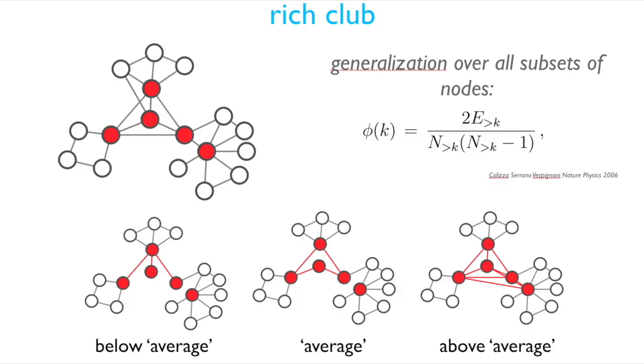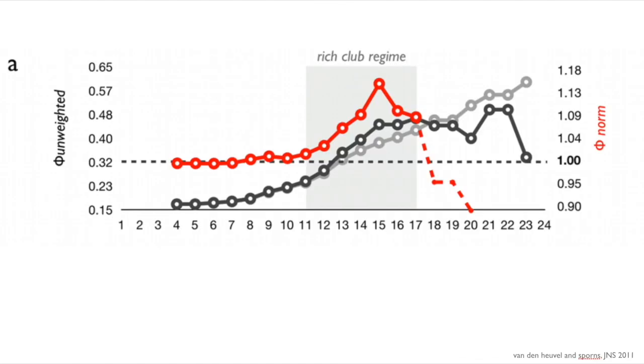Now we can then do this for every level of degree k, and then we can put this into a figure. So what you see here on the x-axis is the level of degree. This would mean that if we take 20, we take the subset of nodes with 20 or more connections in the network. And then we count the number of connections between those nodes, and divide that by the total number of possible connections that could exist between that subset of nodes.